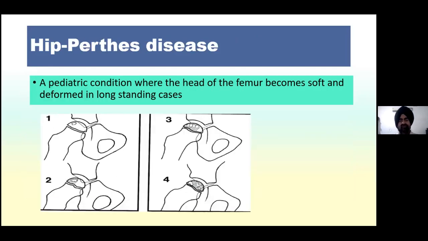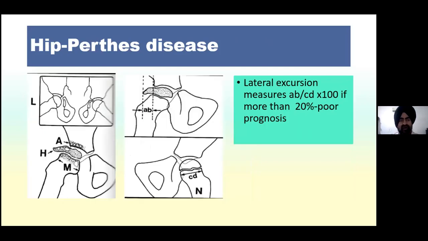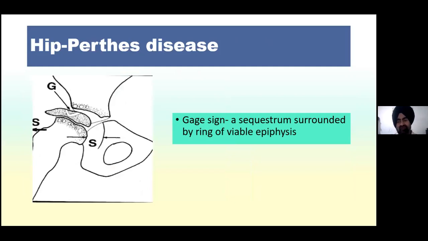Legg-Calve-Perthes disease is again a pediatric condition where the head of the femur becomes soft and deformed in long-standing cases. Lateral excursion measures AB upon CD. If it is more than 20%, it means the prognosis is poor. Gage sign is a spectrum surrounded by a ring of viable epiphysis. Gage sign is positive in Perthes disease.